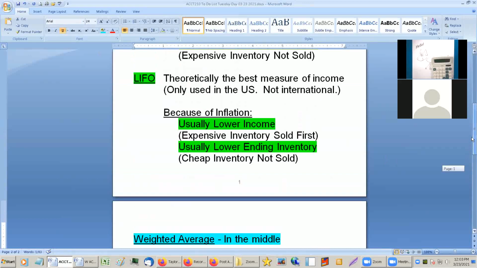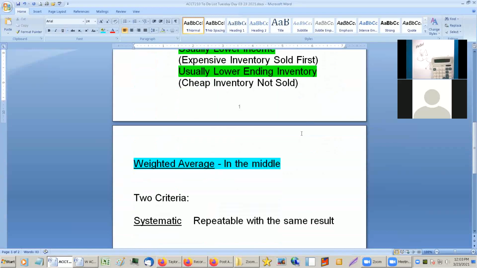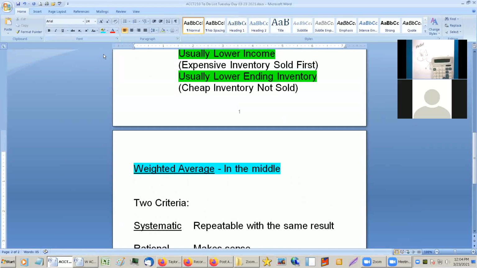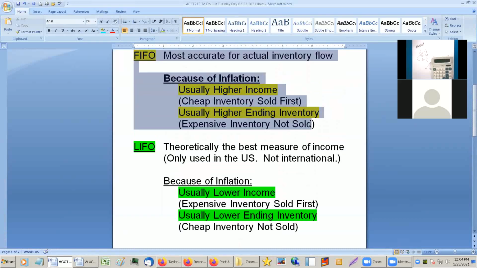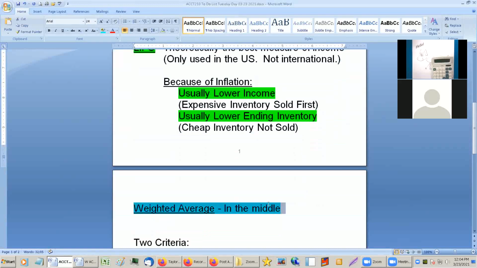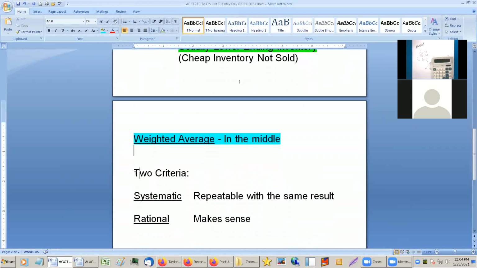For instance, LIFO, FIFO. If I do FIFO and you do FIFO, we'll get the same answer. It's systematic. There's a system to it. And rational just means it makes sense. And the methods that we've gone over, these all make sense to some degree. This one is usually more accurate for the inventory flow. This one has more accurate income. And this one's kind of in the middle. This one says, okay, some are expensive, some are cheap, but on average, this is what we paid for them. But these really are the only two criteria that you have.